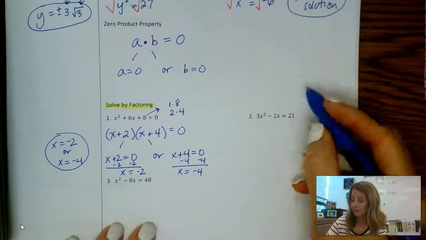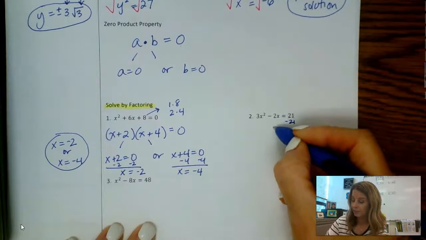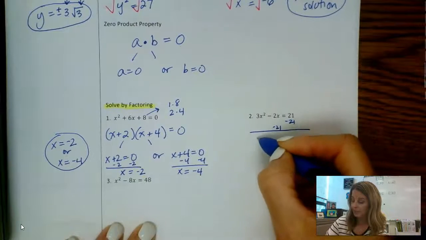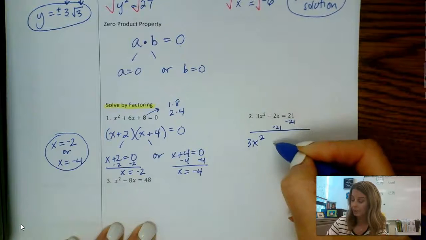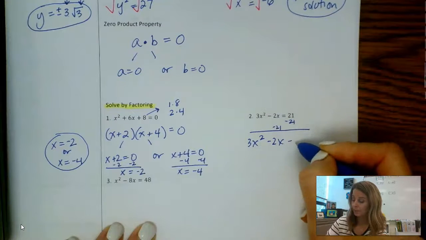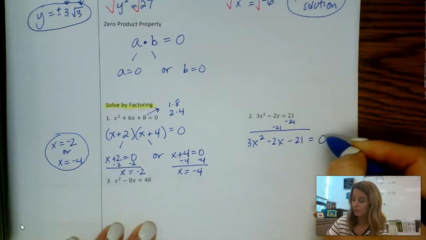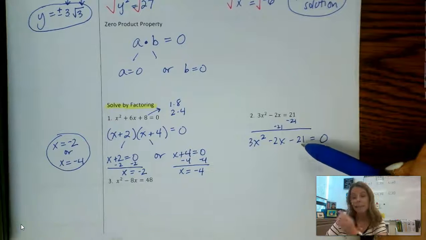Okay, I need to have a 0 over here, so I'm going to take away 21 from both sides. I'm going to have 3x squared minus 2x minus 21 equals 0. I'm going to guess and check here.